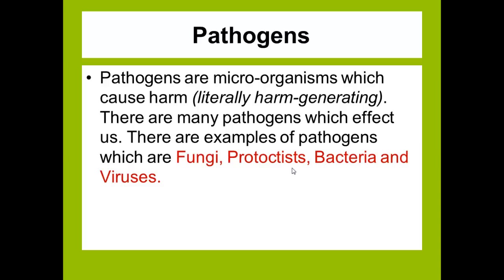Pathogens: pathos, harm, and gen, generating. So they just mean harm generating. And there are examples of pathogens in lots of kingdoms: fungi, Protoctists, bacteria, and viruses. Protoctists, we learned about Plasmodium, the one that causes malaria. Bacteria, we looked at pneumococcus, the one that causes pneumonia.